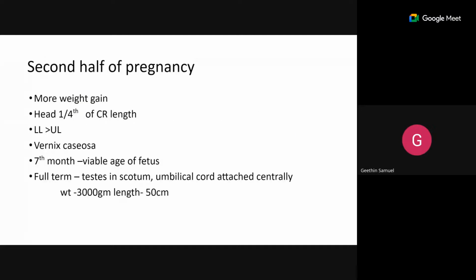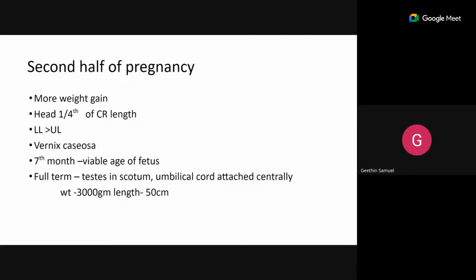Now, coming to the second half of pregnancy, the weight gain is more. The wrinkles will disappear because of the appearance of the subcutaneous fat. But the head circumference will be decreased relatively, and the crown rump length increases. In the first half, the upper limb was growing more. Now in the second half, the lower limb will be growing more, and finally the lower limb will have more length than the upper limb.